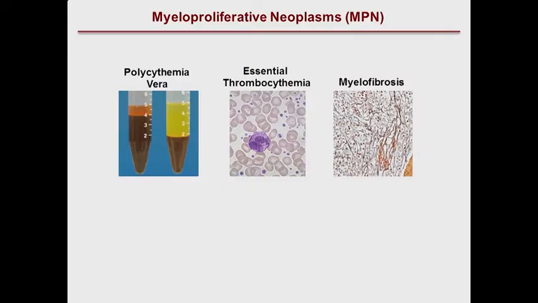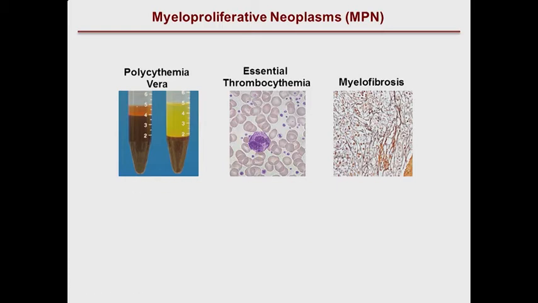My lab is focused on myeloid malignancies and especially on myeloproliferative neoplasms, which, as you probably all know, are clonal disorders of hematopoiesis that arise in the hematopoietic stem cell compartment. And they are named for the phenotypes of the disease, polycythemia vera, essential thrombocythemia, and myelofibrosis.